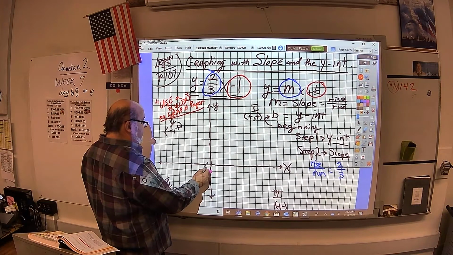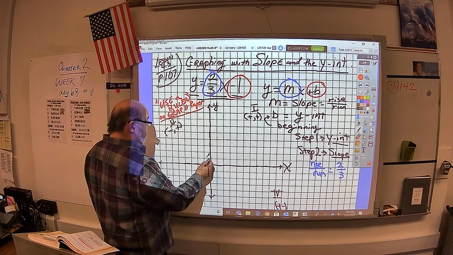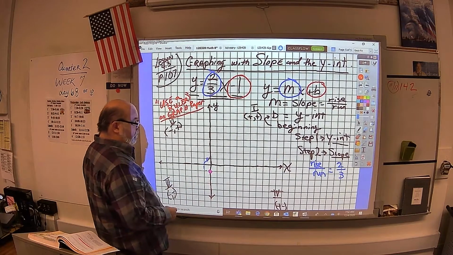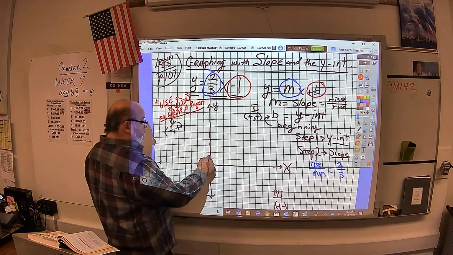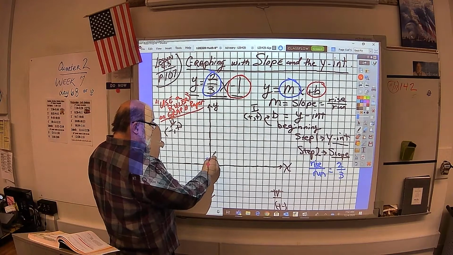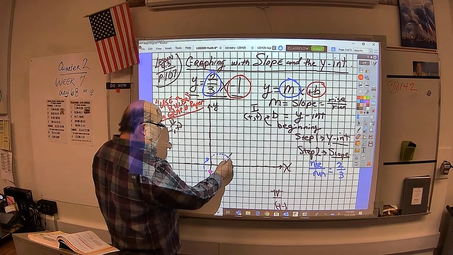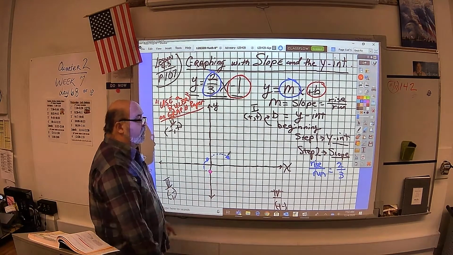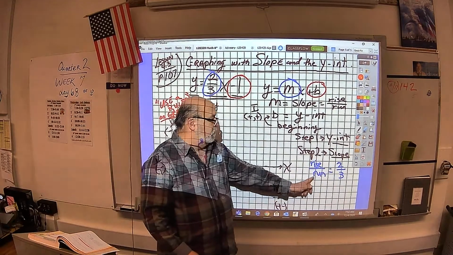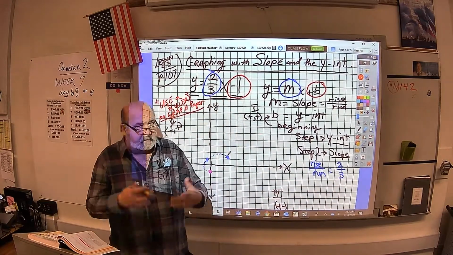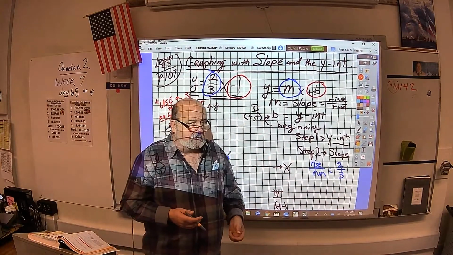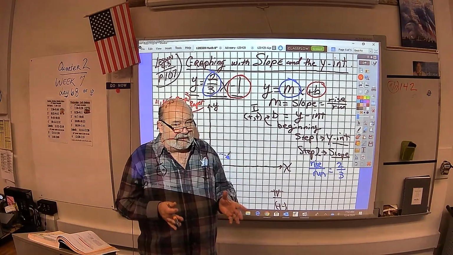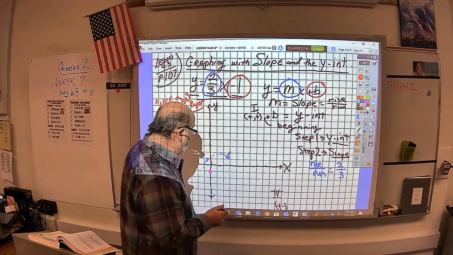and I'm going to use dots. I'm not thrilled with that. We're going to rise 2, right? And then from that point, we're going to run 3. Rise 2, run 3. If you've been having problems with this, look at this again, because this is the key to 4.3, and really the key to graphing any formula.